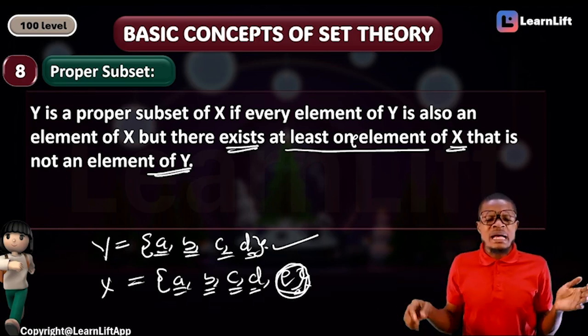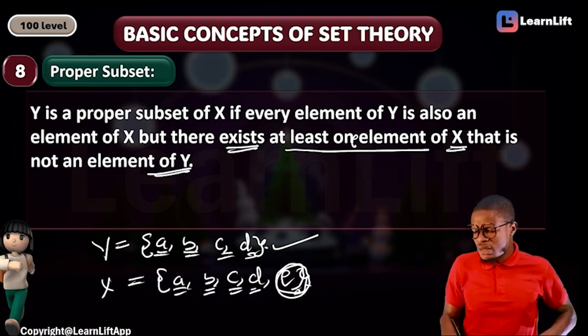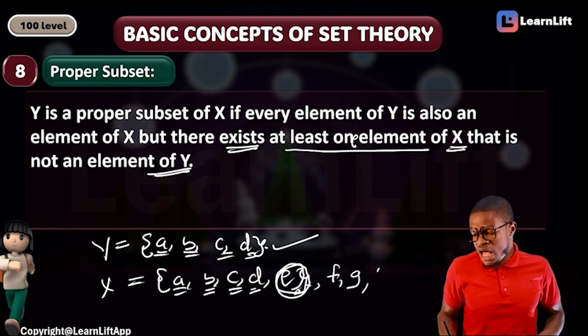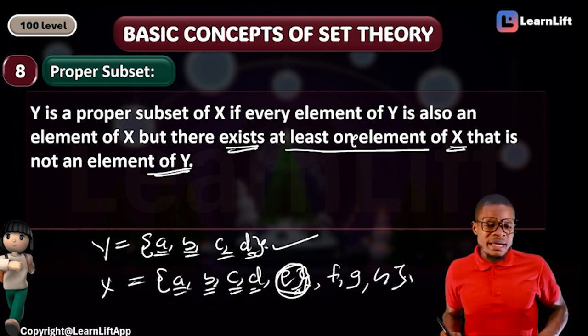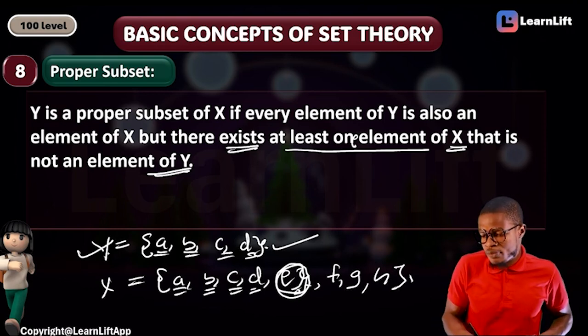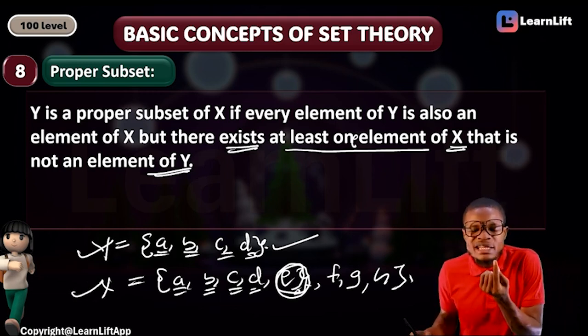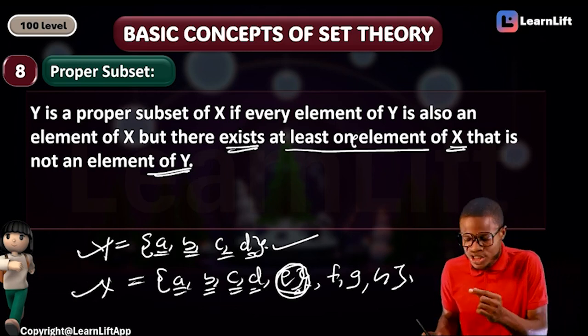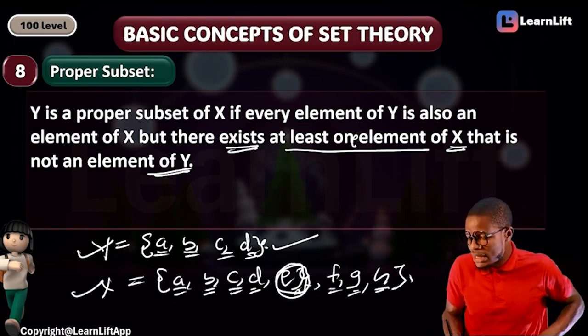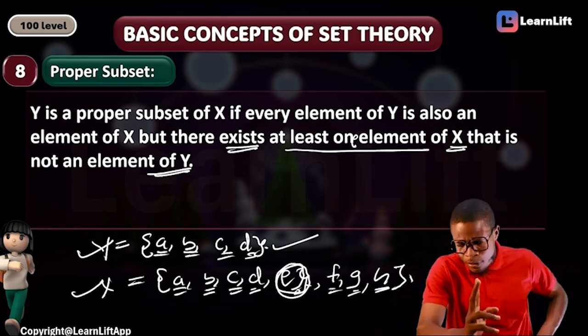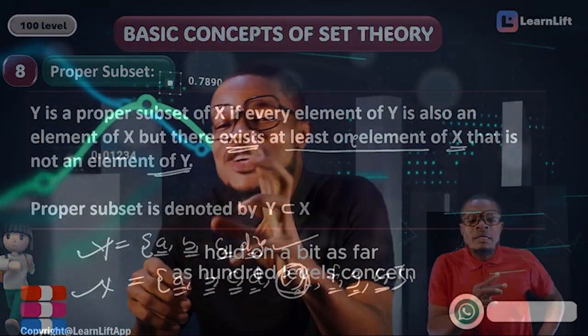Somebody will now ask, what if, for example, it is not just E that we have? There is E, there is F, there is G, and then there is H. Then you close the brackets. Is Y still a proper subset of X? Oh yes. All you are looking for is that there should be at least one element that distinguishes. That does not mean that F, G, and H cannot come in. Of course, they can come in very well. So you catch your proper subset now, right? Oh yes. Let's go. Hold on a bit.